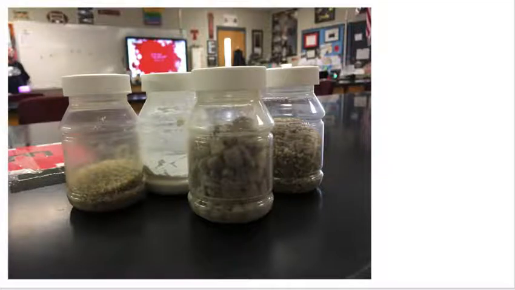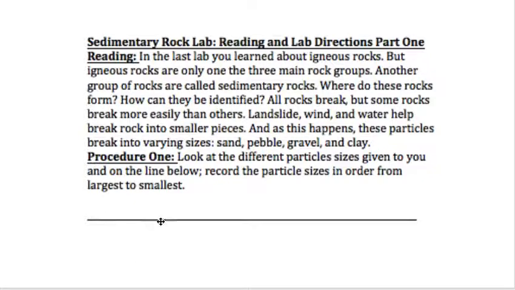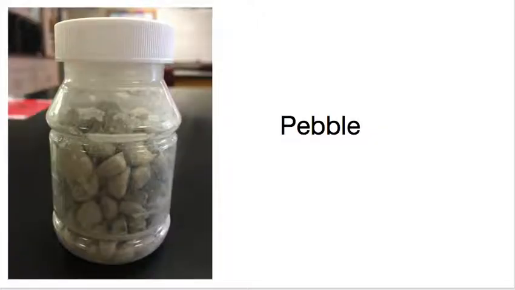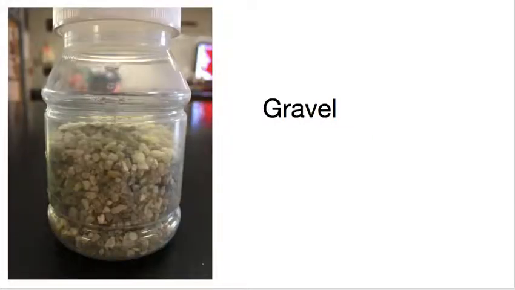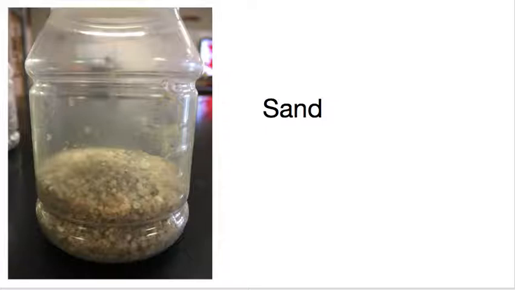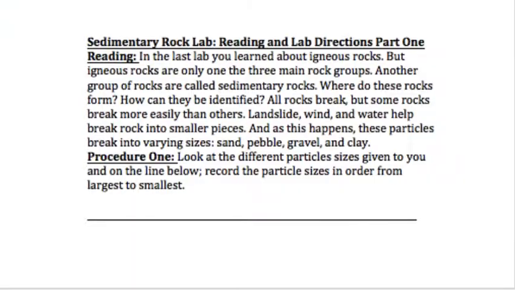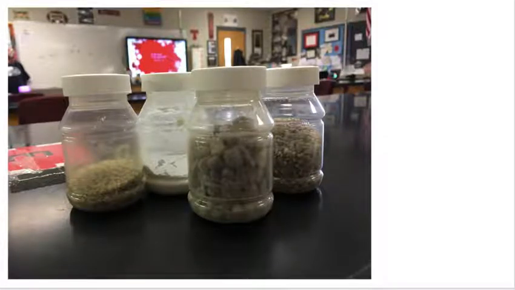Okay, so now we're going to put these in order, and again, we're going to list them on this line right here. So the first one that you should have had is pebble. After that is gravel. After gravel is sand. And after sand is clay. So on this line here, you should have written pebble, gravel, sand, and clay. Now, you can keep these out because these will help you identify the particle sizes of the different rocks that we're going to look at.